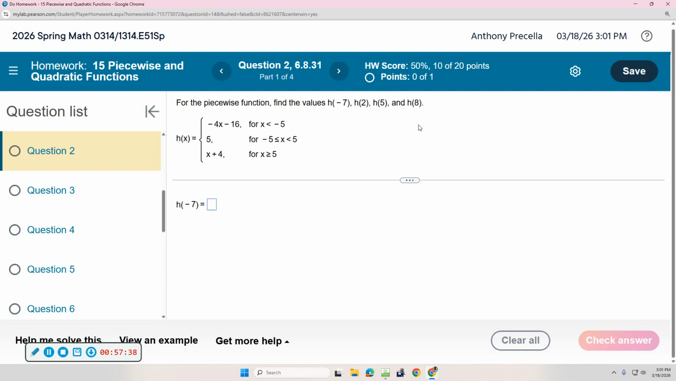We'll use the piece 5 for x values between positive 5 and negative 5 inclusive. And we'll use the piece x plus 4 for x values greater than or equal to 5.